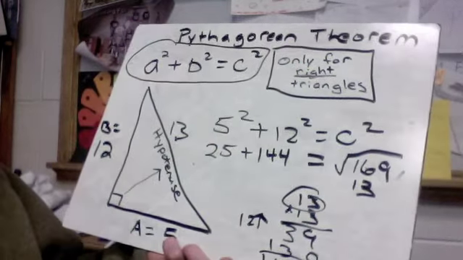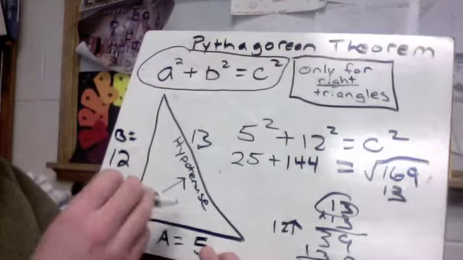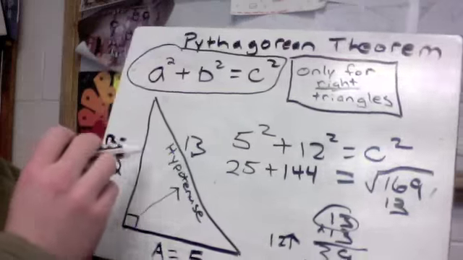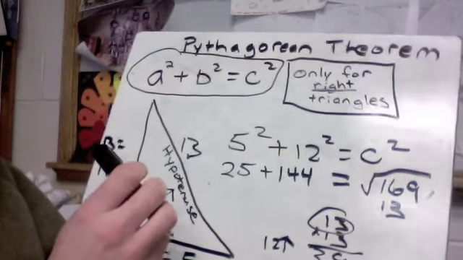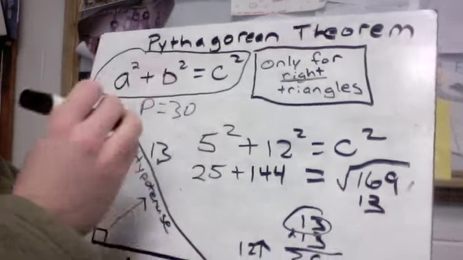Now all I have to do to find the perimeter is add all the sides up. 5, 12, and 13. 12 and 13 is 25 plus 5 is going to be 30. So our perimeter is going to be 30.